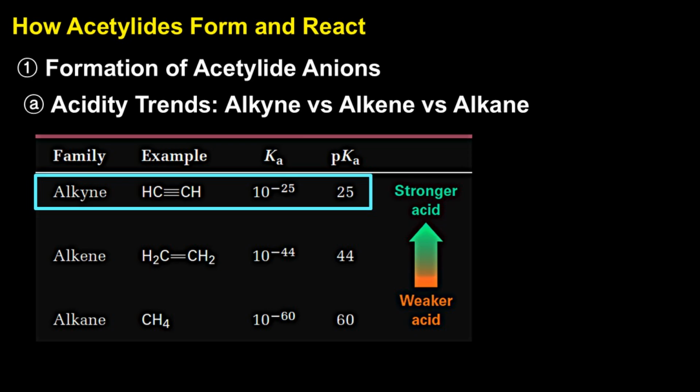And why does that matter? Because the more acidic a proton is, the easier it is to pull off. And that's what lets us turn it into a reactive anion.